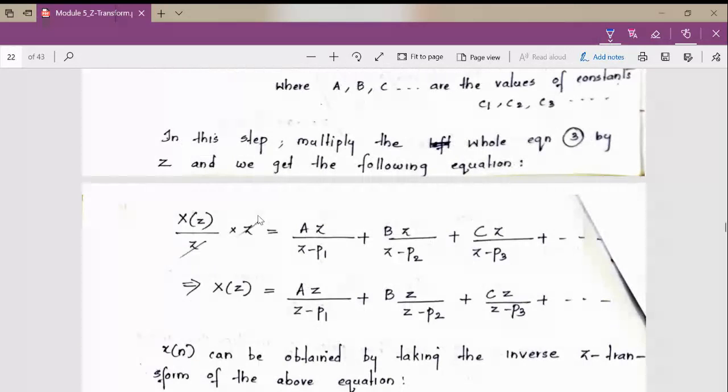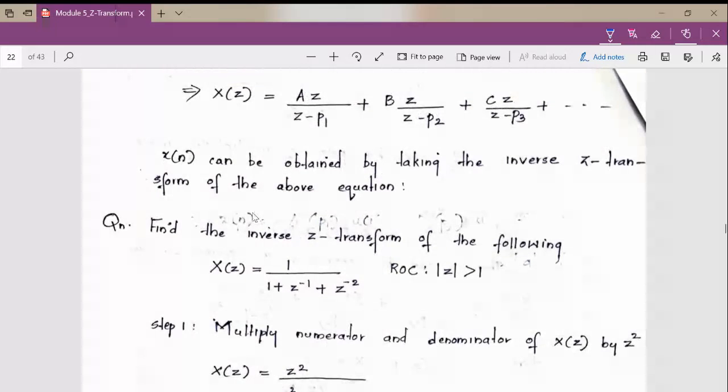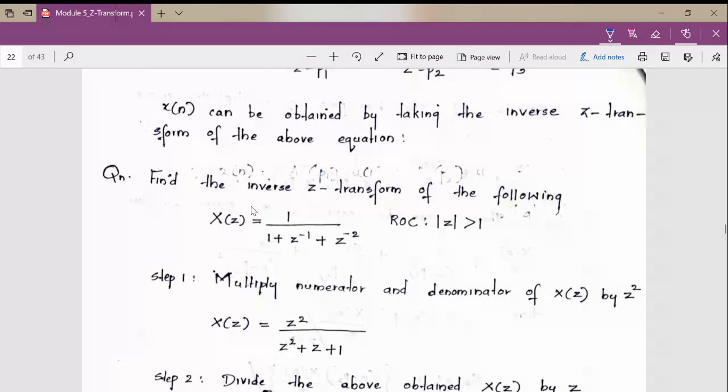Then we substitute the values of C1, C2, C3, etc. in the equation, compare the obtained equation with the standard Z transform pairs, and write the inverse. So that is the basic procedure for finding the inverse Z transform by the partial fraction method. Let's see one example.